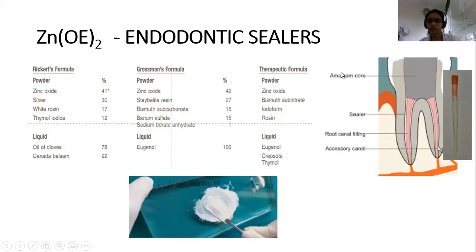Endodontic sealers. So what is a sealer? Sealer fills the gap between the gutta percha and the root canal wall. Zinc oxide eugenol can also be used as an endodontic sealer. There are three formulas for ZOE endodontic sealer depending upon its composition: Rickert's formula, Grossman's formula, and therapeutic formula. Here you can see a sealer which is mixed on the glass plate with a stiff spatula. And here you can see gutta percha with sealer which is to be obturated.